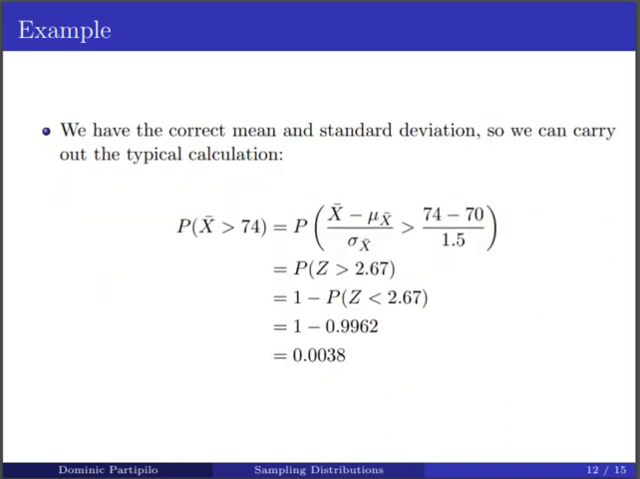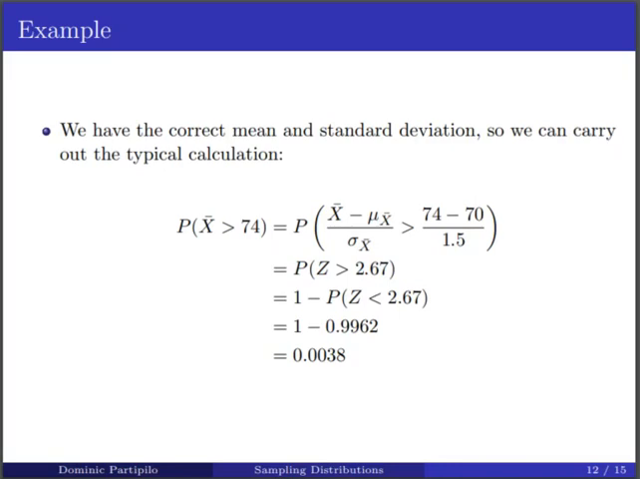So now we have the correct mean and the correct standard deviation, so we can carry out the typical calculation that we've done in the past. So we take this X bar and we can standardize it by subtracting its mean and dividing by its standard deviation. So this is going to be 74 minus 70 divided by 1.5, because the mean of X bar was 70 and the standard deviation of X bar was 1.5. So now we just need to calculate the probability that Z is greater than 2.67.